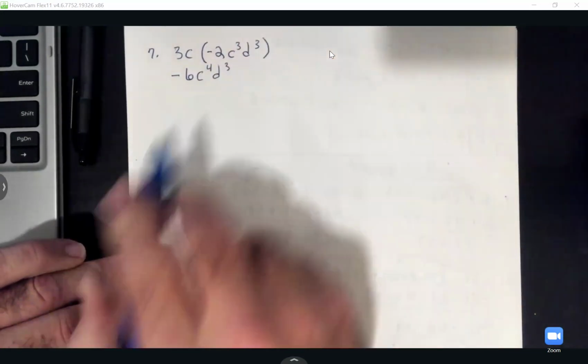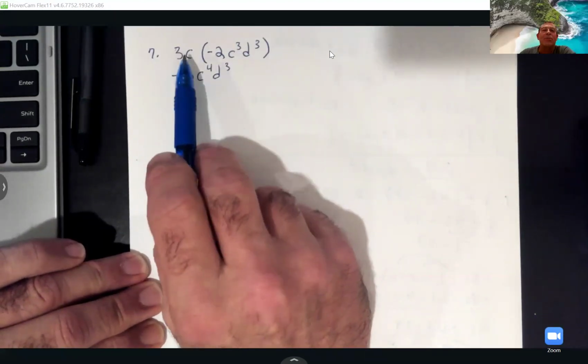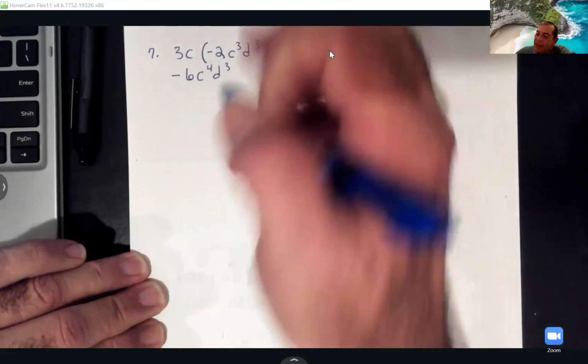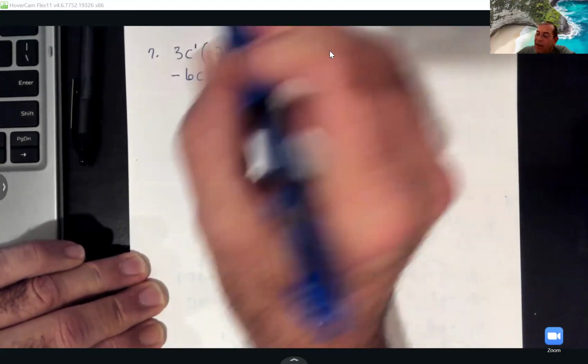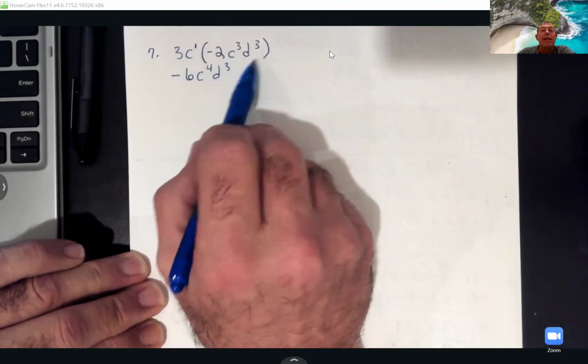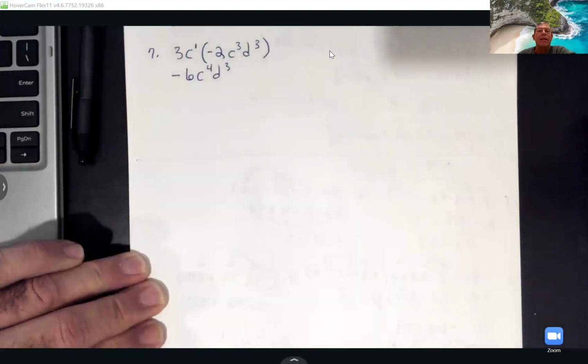Yeah, the d^3 couldn't change because it didn't have another d to multiply. So really the only thing changing was the numbers. We got the negative 6. And then we had 1c here. So 1 and 3 gave y'all 4 like you did. Perfect. And then since the d^3 didn't have a d here to multiply, it just comes down to the end.